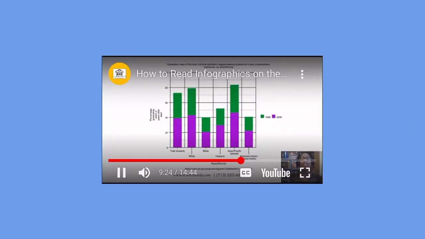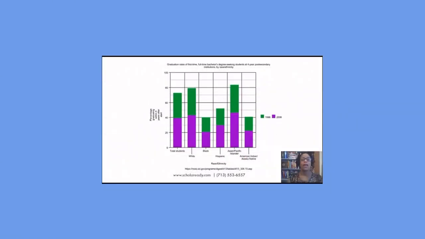Infographic from earlier in the video. Let's talk about the aspects of the graph that you need to understand in order to really understand this graph and the many others that you will see on the PSAT, SAT, ACT, and your non-test reading life.